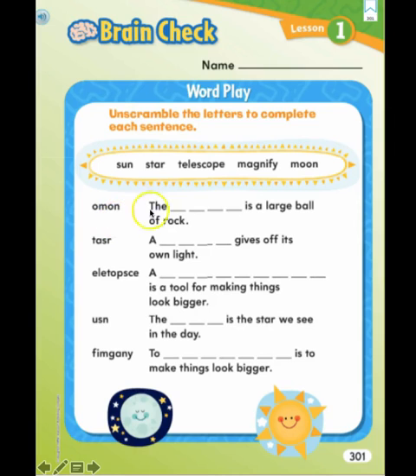Unscramble these letters and write one per line to spell one of these words correctly. The blank is a large ball of rock. Next we have a blank gives off its own light. Here are your letters scrambled up. One of these words is spelled correctly. A blank gives off its own light.